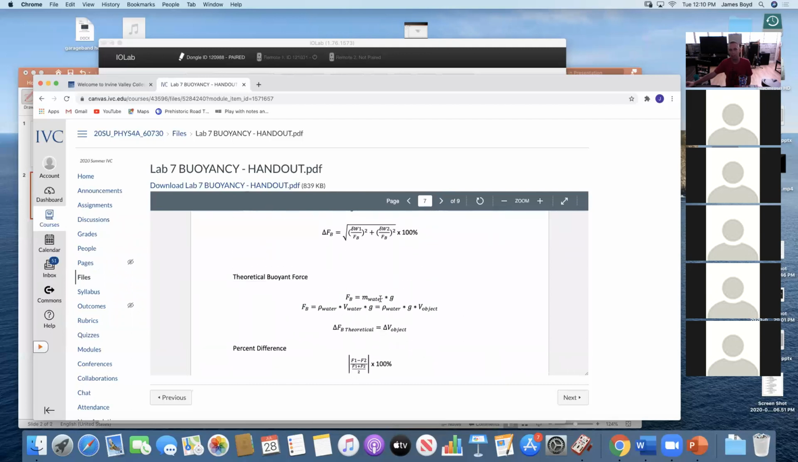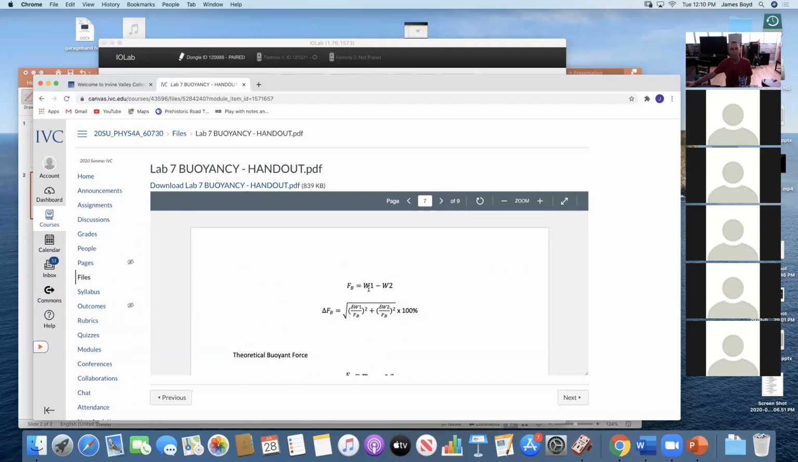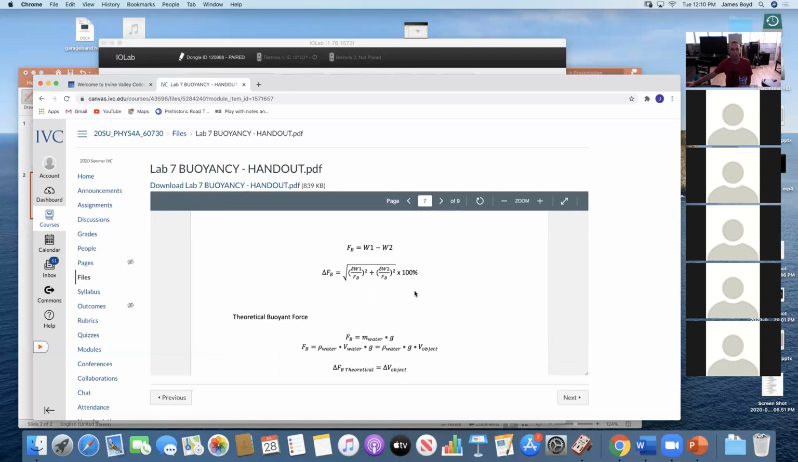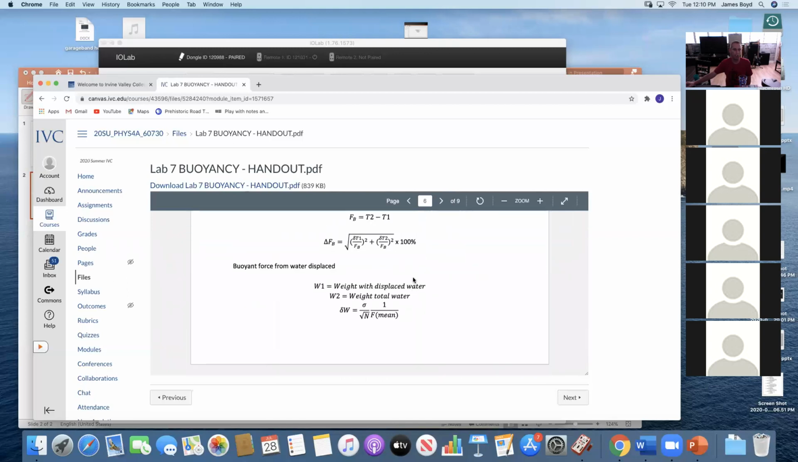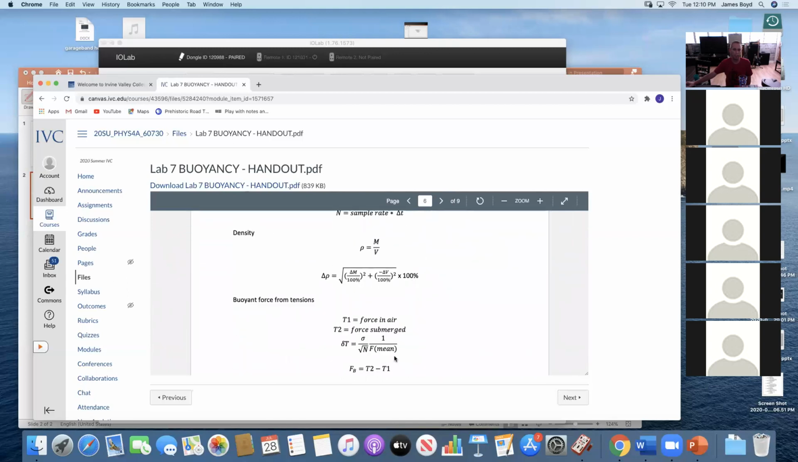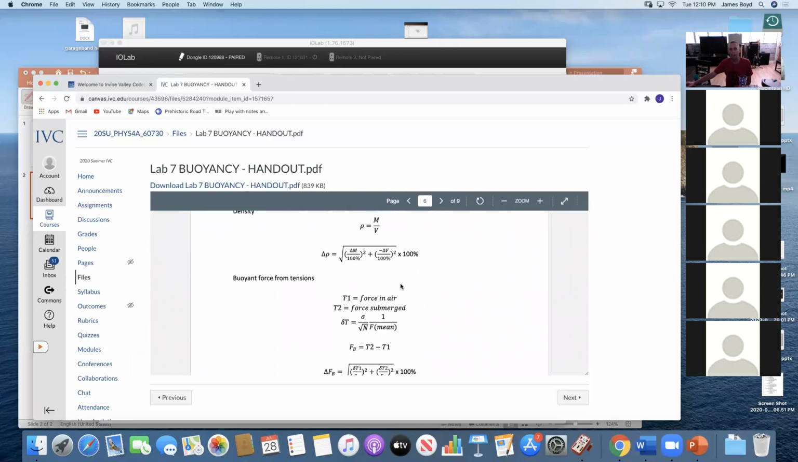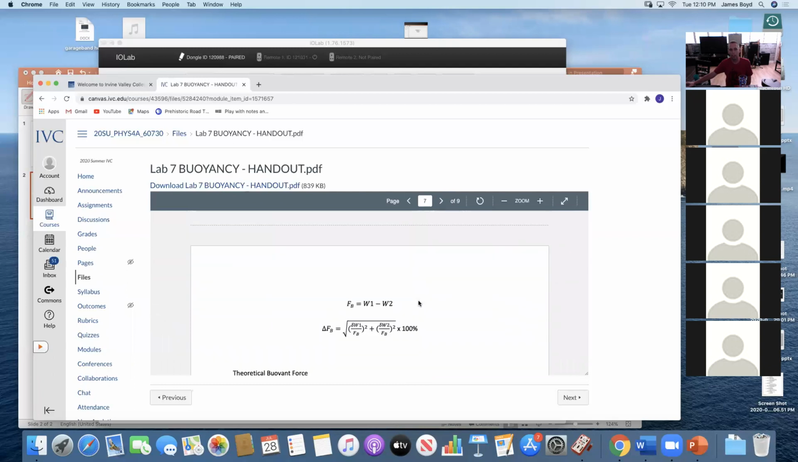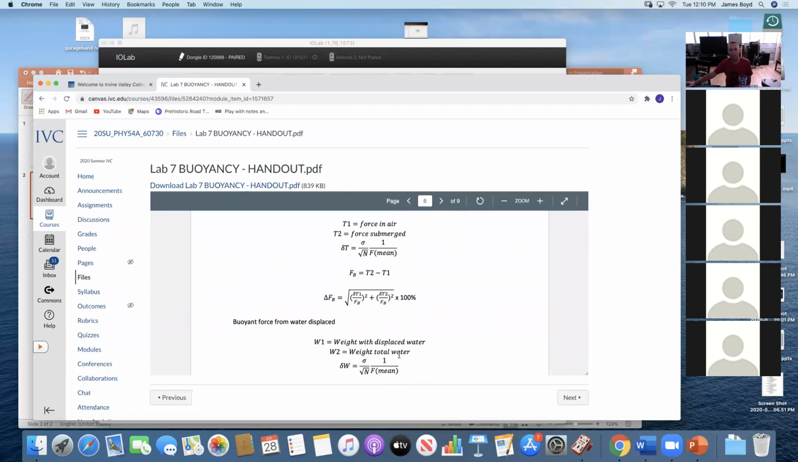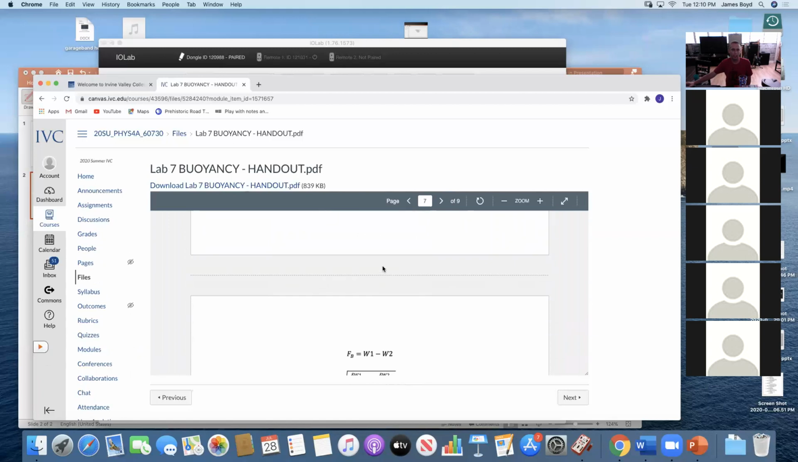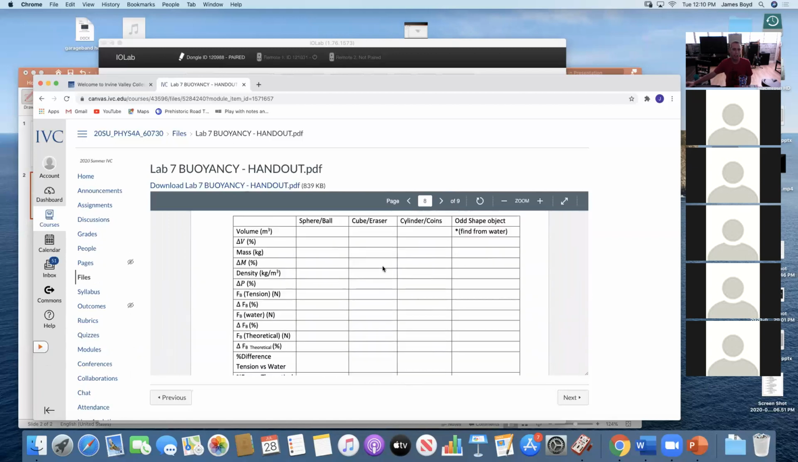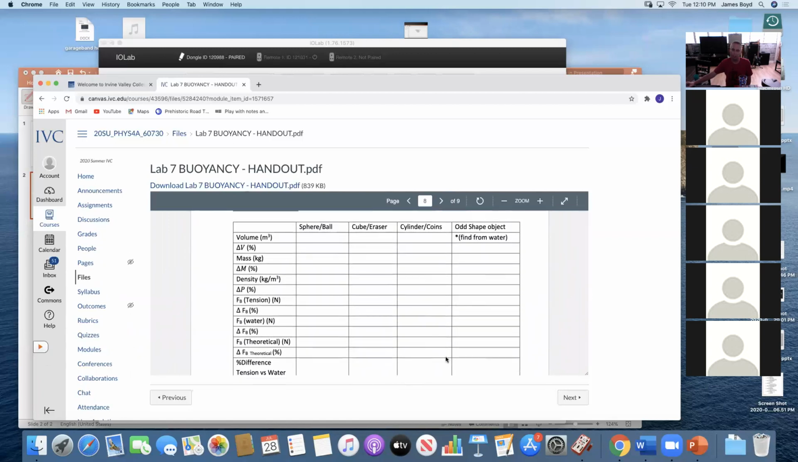I mean, finding the force is mass times g, finding the buoyancy force from the different weights, finding from the tensions. These are all easy to do. The only hard part in the calculation section is really getting all these stupid uncertainties. And like I said, I gave you the tables, so just make sure they're filled out.